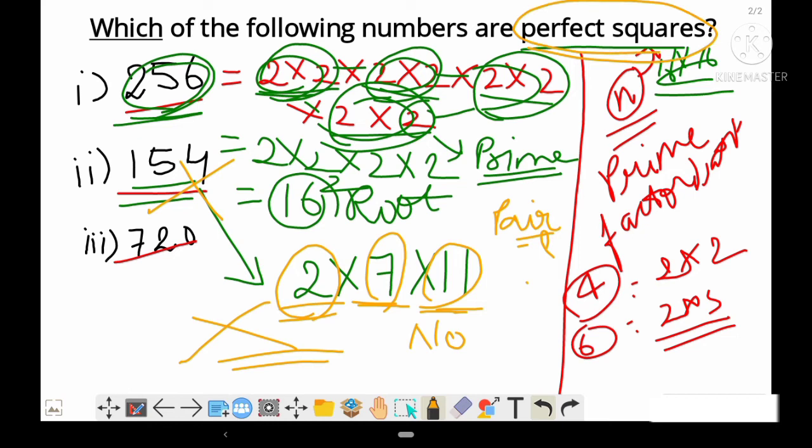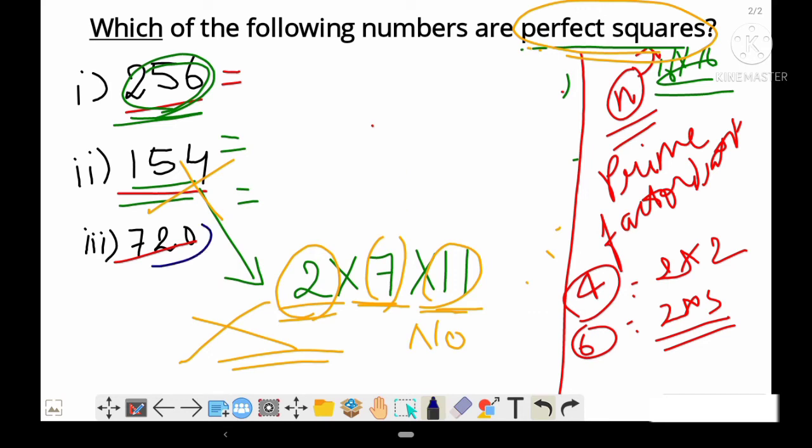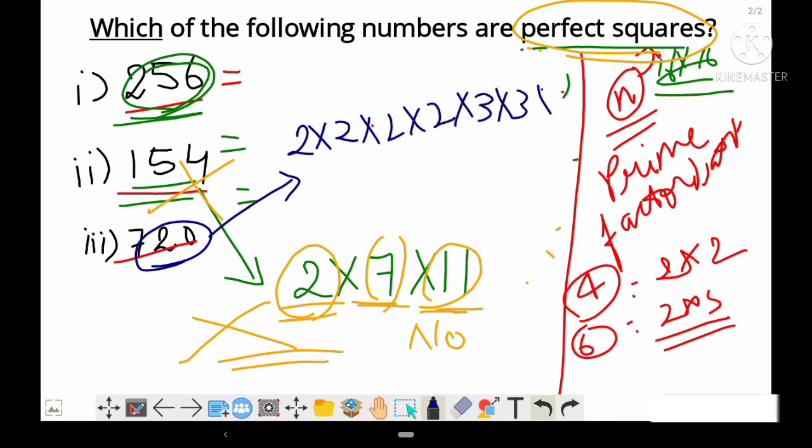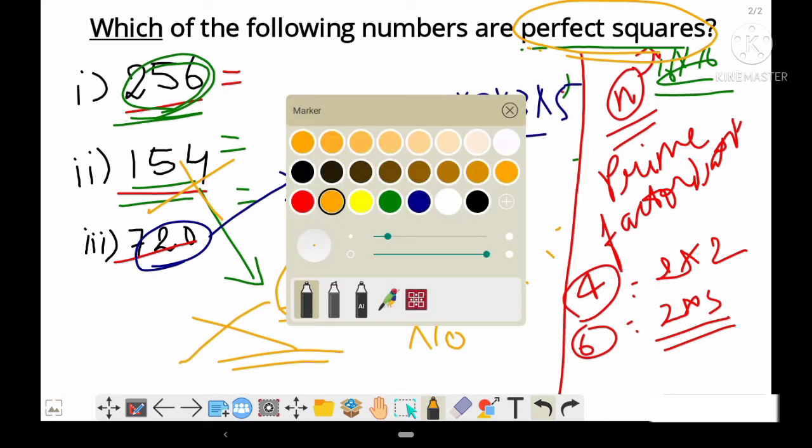Understood? Now the next example is 720. So now I'm rubbing the above situation, please. Now for 720, the prime factorization is this, right? So now observe the numbers.